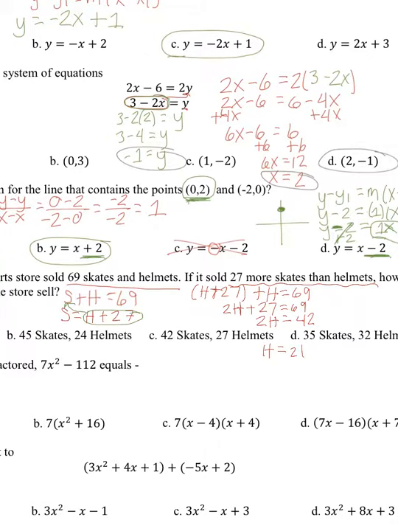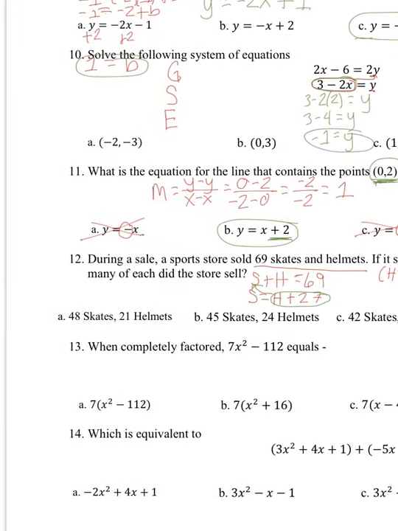That's only half the answer, of course. We still have to find out about the skates. So go back to one of those original equations. Let's see, we had skates was helmets plus 27. So the number of skates is then 21 plus 27. Add those together, skates must be 48. And that matches up with the option A that we were presented with. We found the helmets first, even though it's listed second, but that doesn't make a difference for us.